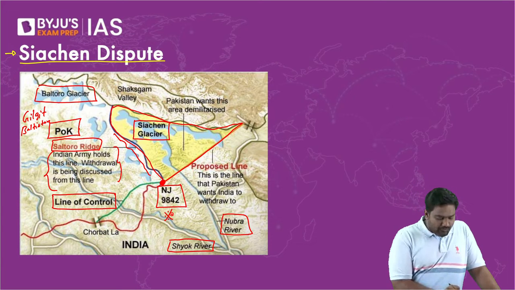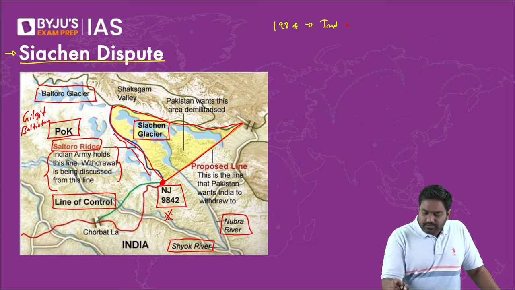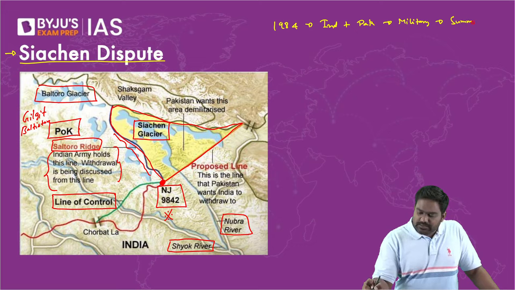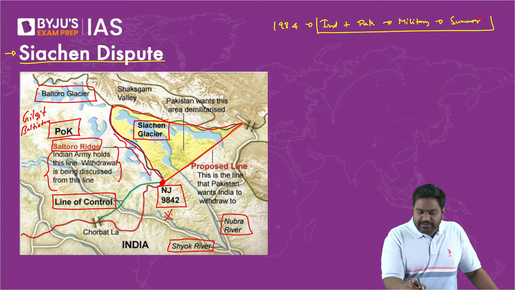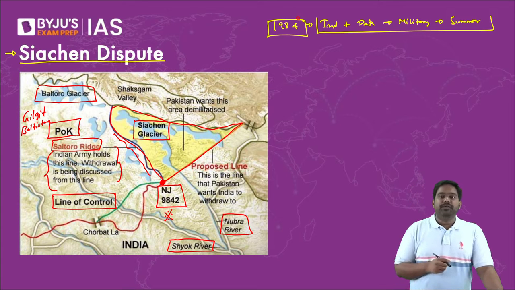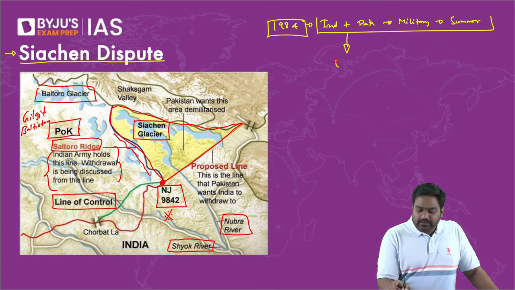Until 1984, both India and Pakistan maintained a military presence, especially during the summer months, where the weather is more hospitable in this region. Until 1984, both the countries had a tacit understanding.